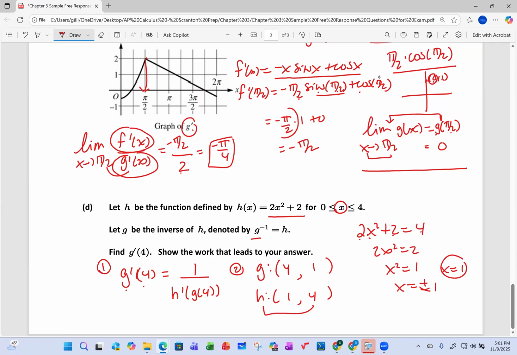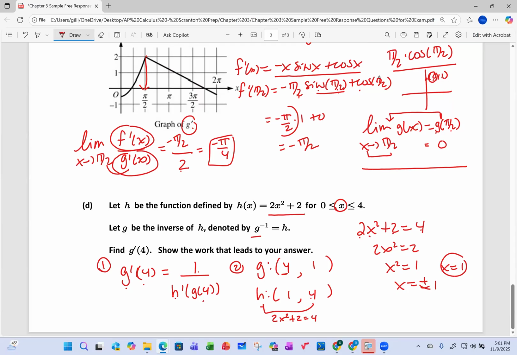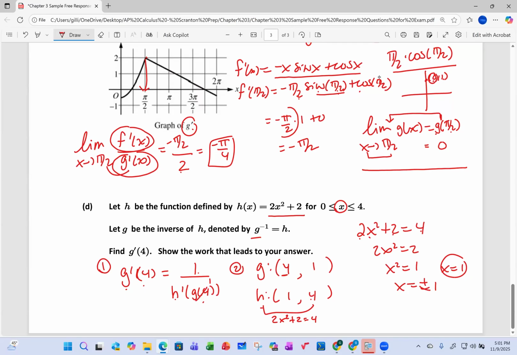They're inverses of each other. So g prime at 4 equals 1 over h prime of g at 4. I start on the inside, so that means a 4 here, means a 4 there. So I set h equal to 4. I like doing this right here like that. And that gave me a value of 1. So g at 4 is 1. And now it's 1 over h prime at 1. Well, h prime of x equals 4x. And then when I replace x with 1, h prime at 1 is 4. And my answer is 1/4.